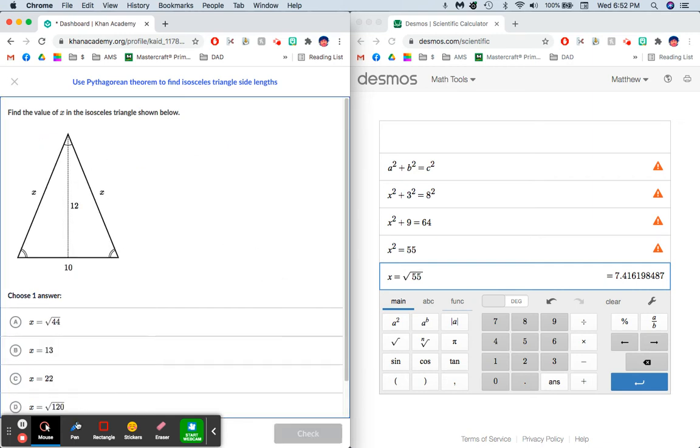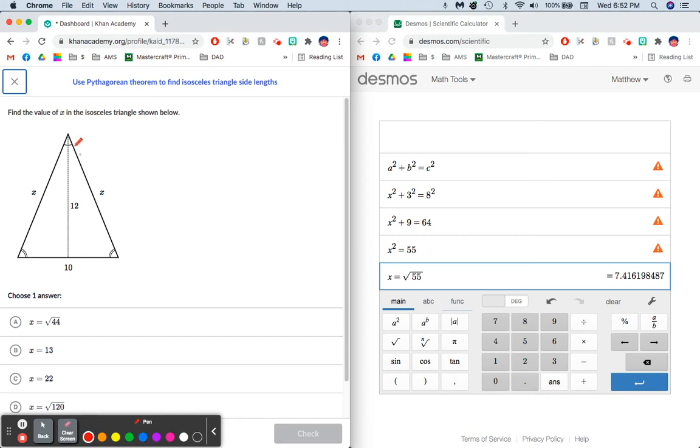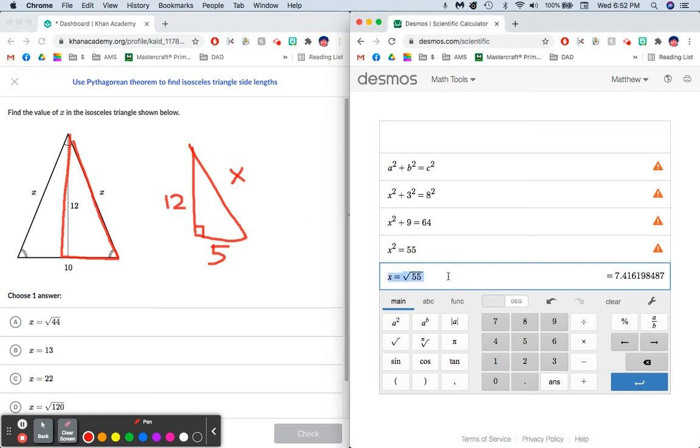All right, see if we can do one more here. We're solving for x again. I'm going to do kind of the same thing. Not all these problems are going to be the same, but hopefully you can apply what I'm showing you here. Let me draw this out best I can. There is a 12 on this side. X is there. And if I cut this 10 in half, that should be a 5.